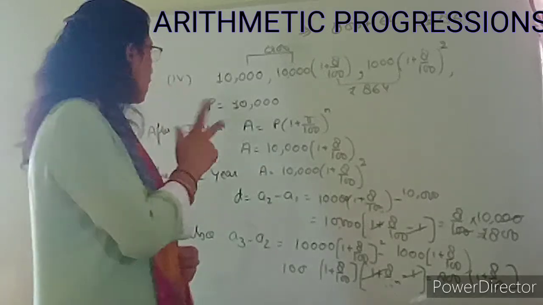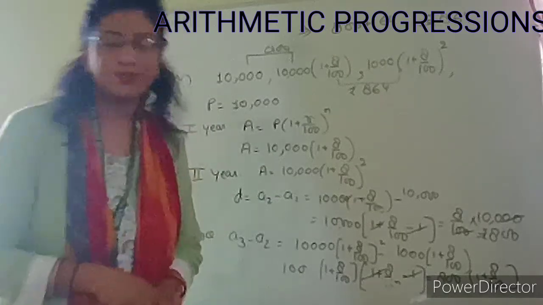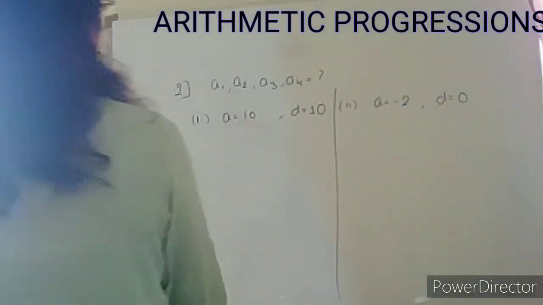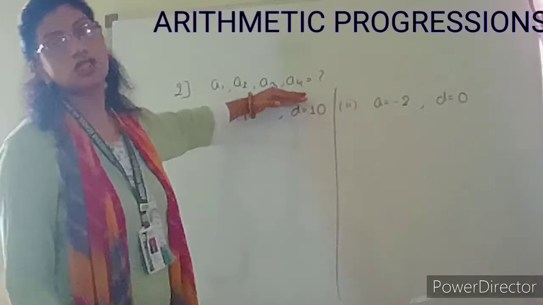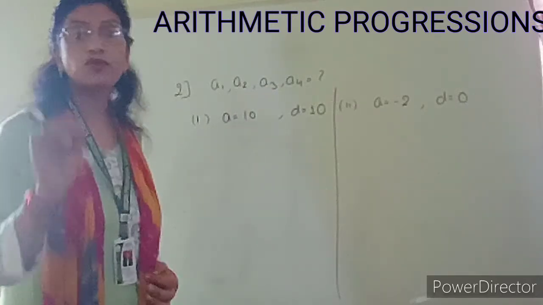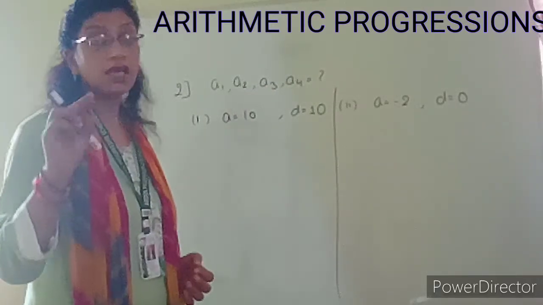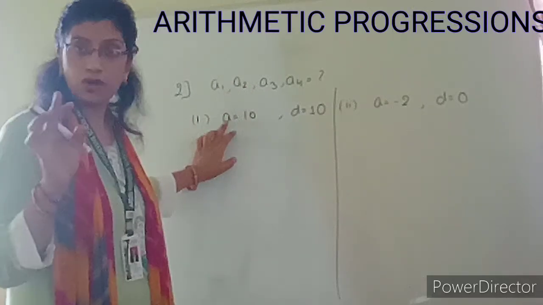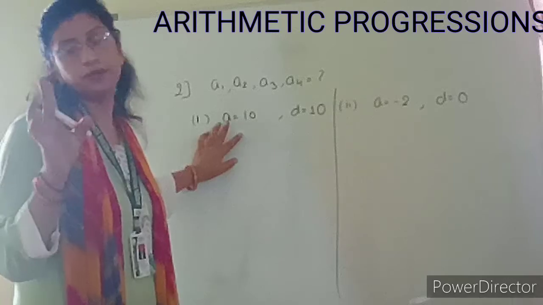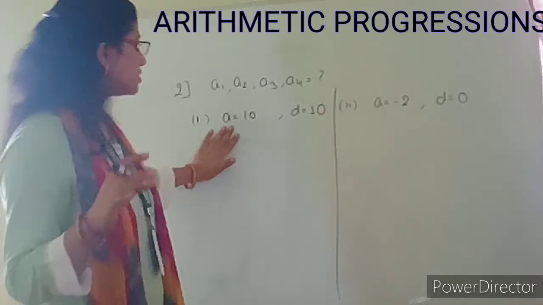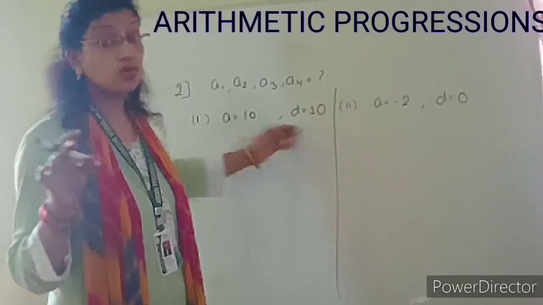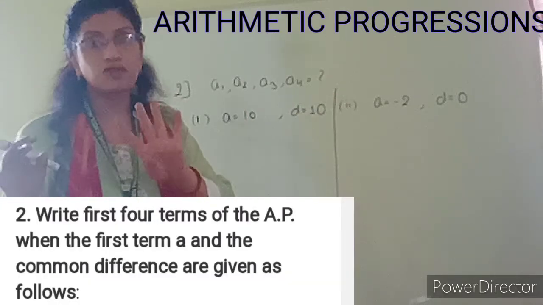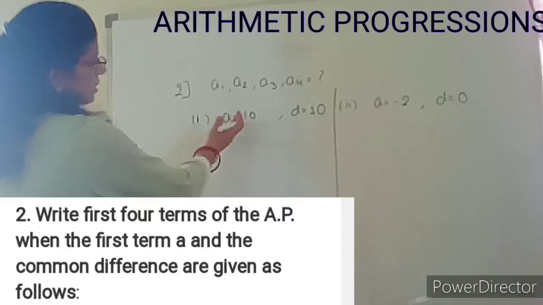Now I am starting question number 2. So dear students, as you can see here in the second question, you have to find the first 4 terms of an AP. When the first term, A, is called the first term, whether you write A1 or A, the meaning is the same. A is the first term and the common difference is given to you. I have written the first 2 parts for you. You have to write the first 4 terms of the AP. So the first term is 10 only.